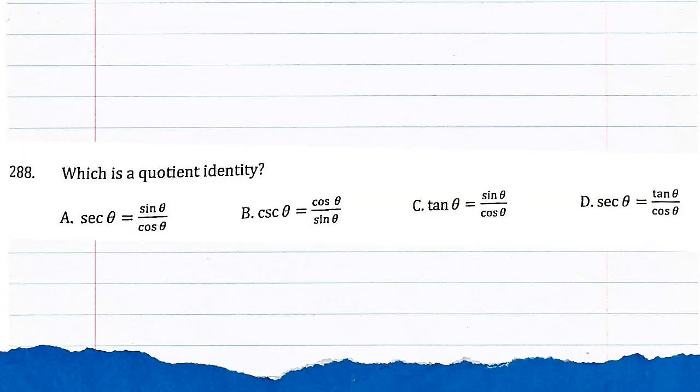Let's proceed with question 288. Which is a quotient identity? A. Secant theta is equal to sine theta over cosine theta. B. Cosecant theta is equal to cosine theta over sine theta. C. Tangent theta is equal to sine theta over cosine theta. Letter D. Secant theta is equal to tangent theta over cosine theta.